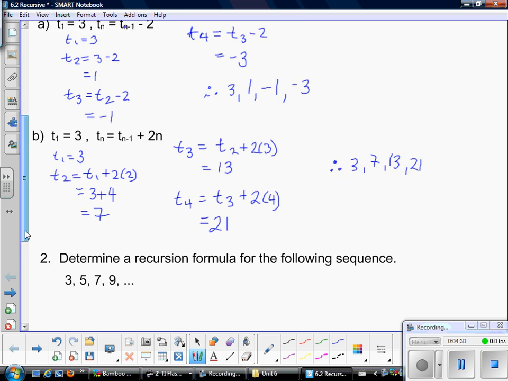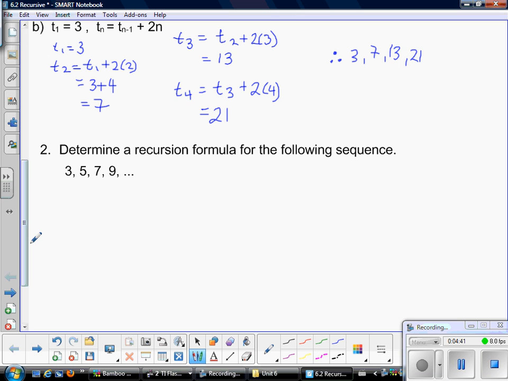All right, the next one is where we have to determine the formula. They've given us the sequence 3, 5, 7, 9. We looked at this sequence the previous day, but this time they want us to make a recursive formula. So 3 is our first one, and that would be our t1. Our next one, t2, has to have 3 in it, and then something has to happen in order for that to equal 5.